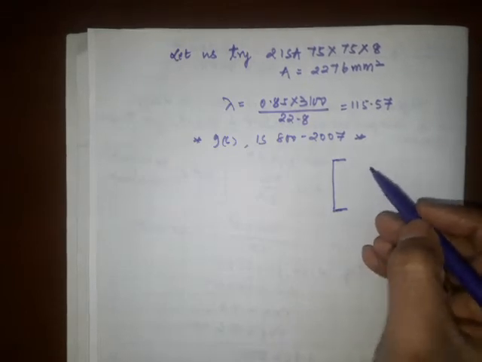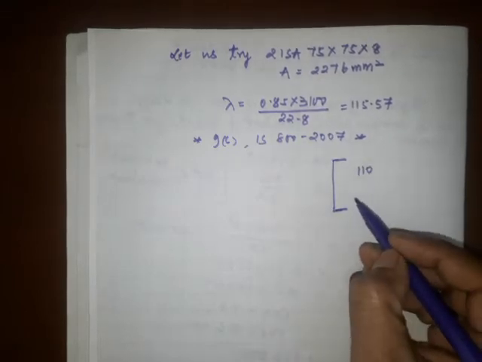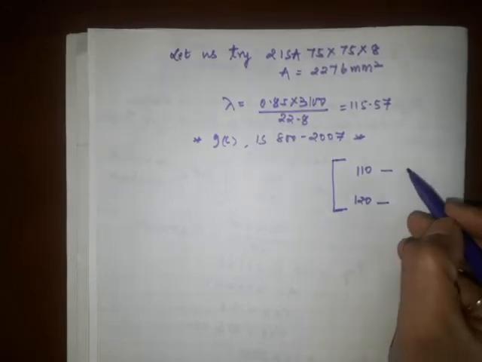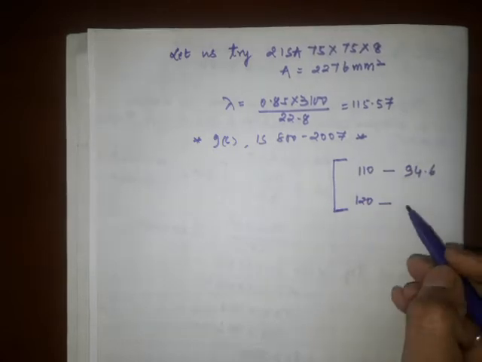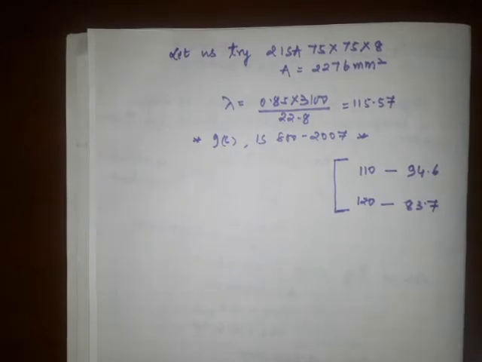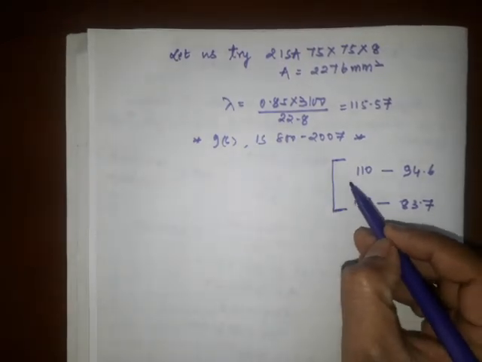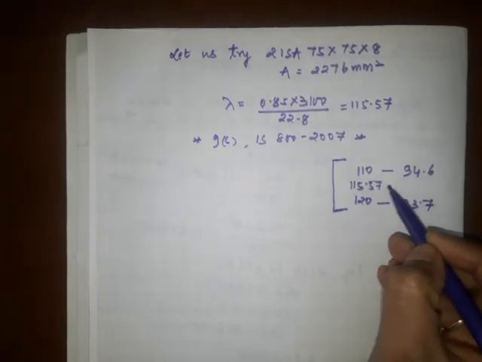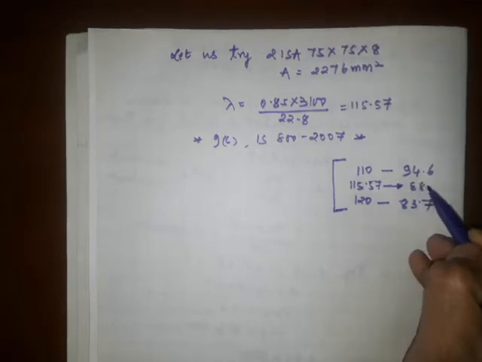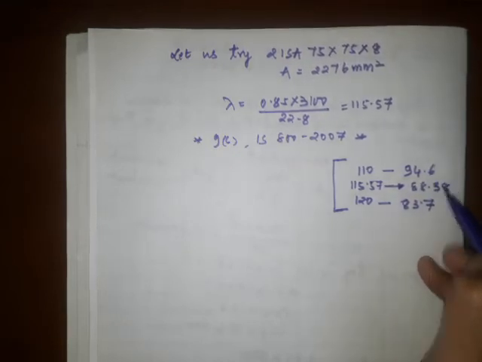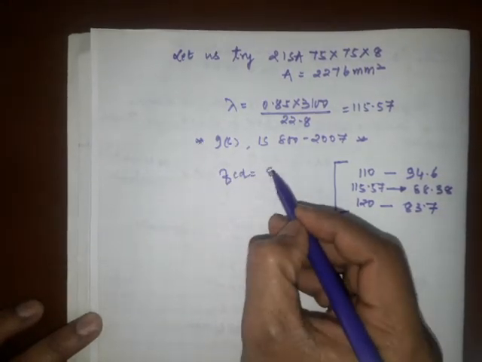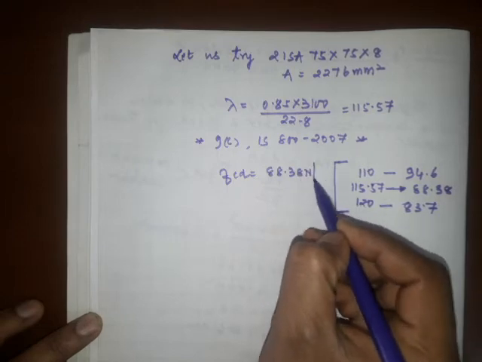So we get here 110 and 120. 110 is 94.6 and 120 is 83.7. These two values we have, and we have to interpolate for 115.57. After interpolation we get 88.38. So the value of fcd after interpolation is 88.38 Newton per mm square.